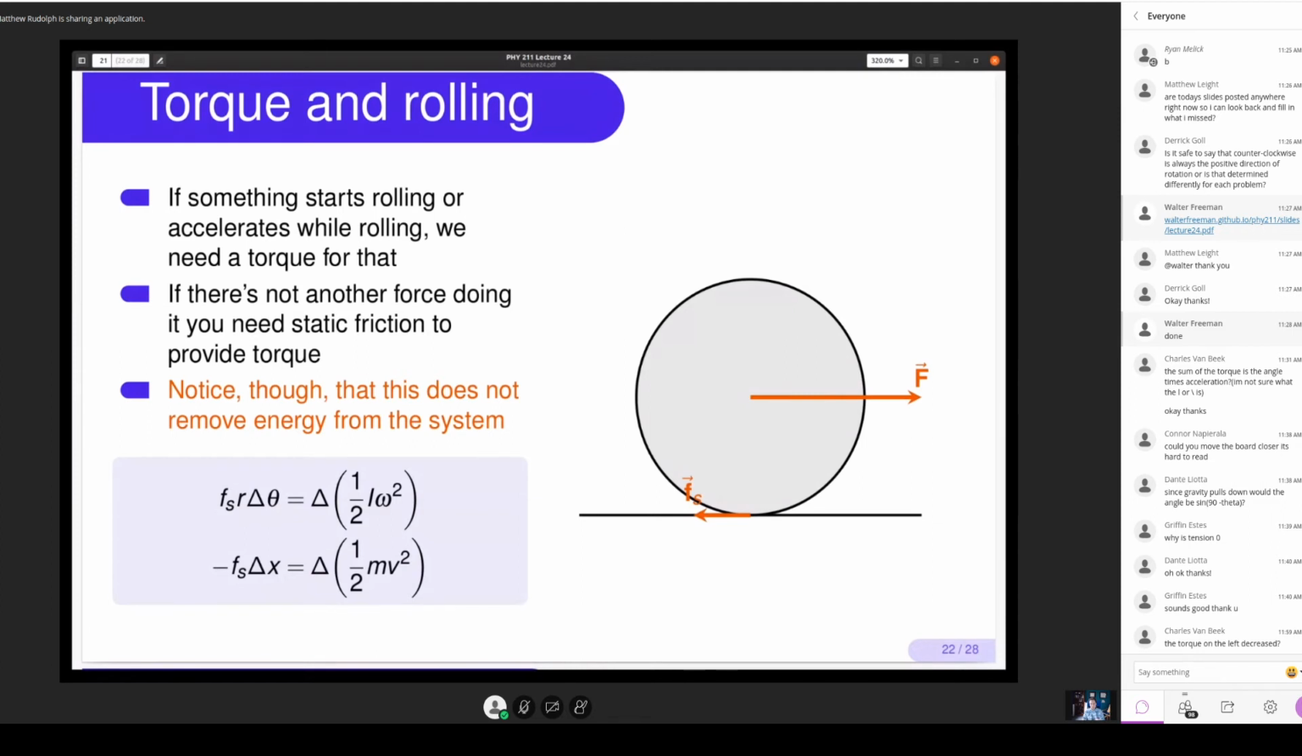And this is why when we did the rolling in conservation of energy, we said the energy was conserved, even though you did need some force to cause a torque, right? It's just changing the energy from 1/2 mv squared into 1/2 I omega squared.